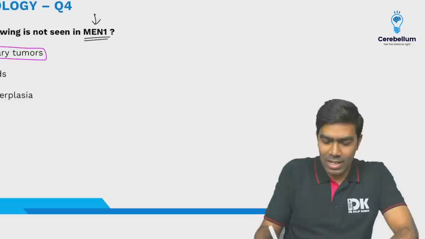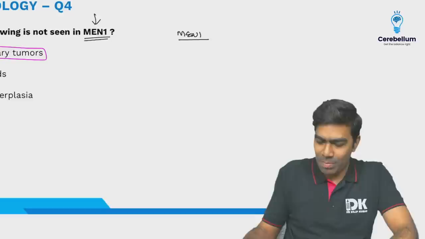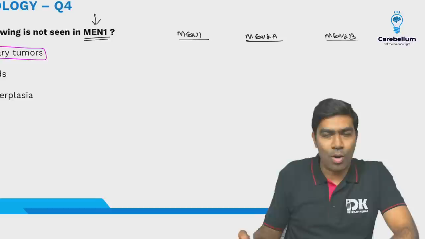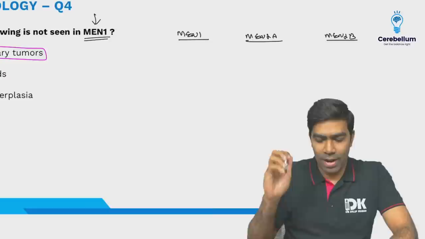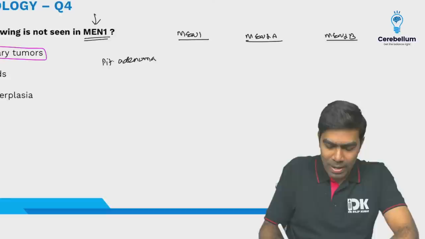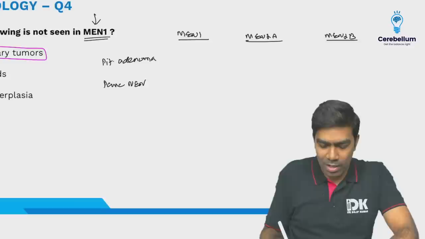So how will you differentiate different types of MEN syndrome? You have MEN 1 syndrome, MEN 2A syndrome, and MEN 2B syndrome. How to differentiate? It's pretty simple. Just write along with me. Put five tumors. First one is pituitary adenoma. Second one is pancreatic neuroendocrine neoplasms. Third one, write parathyroid adenoma or parathyroid hyperplasia.